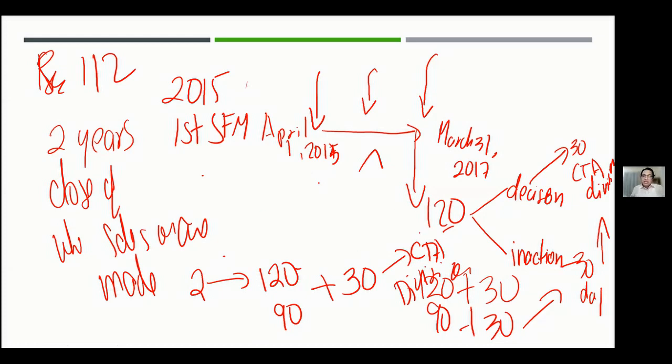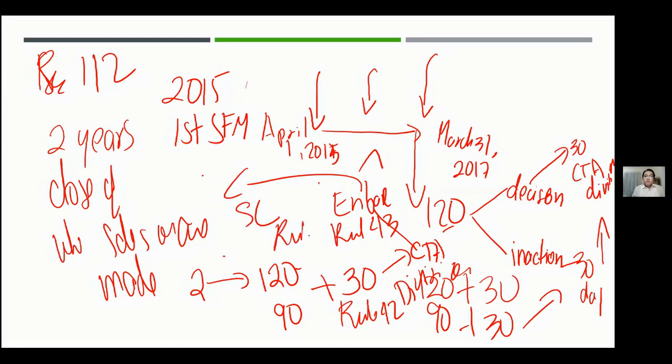Pag umapila tayo sa CTA division, this is via Rule 42 of the Rules of Court. Okay? Talo ka sa division, mag-MR ka. Denied yung MR mo, pwede kang umapila from the CTA division to the CTA En Banc via Rule 43 of the Rules of Court. Denied, talo ka sa En Banc, mag-MR ka. Denied yung MR mo, pumunta ka na sa Supreme Court via Rule 45. Okay? Petition for review on certiorari. Okay? So 42, 43, 45. CTA division, CTA En Banc, and then Supreme Court.